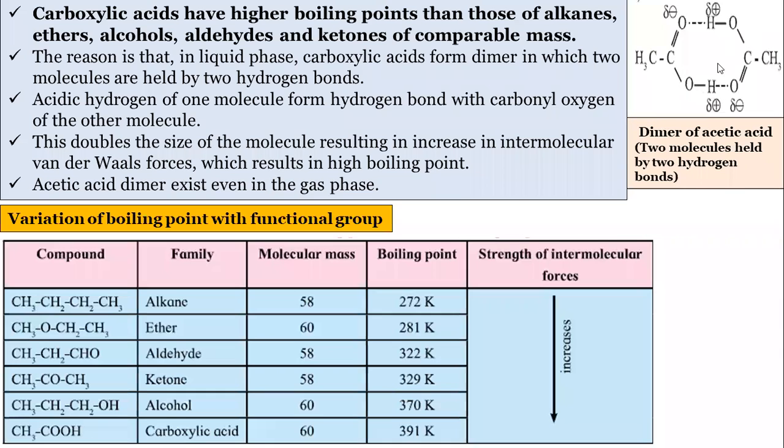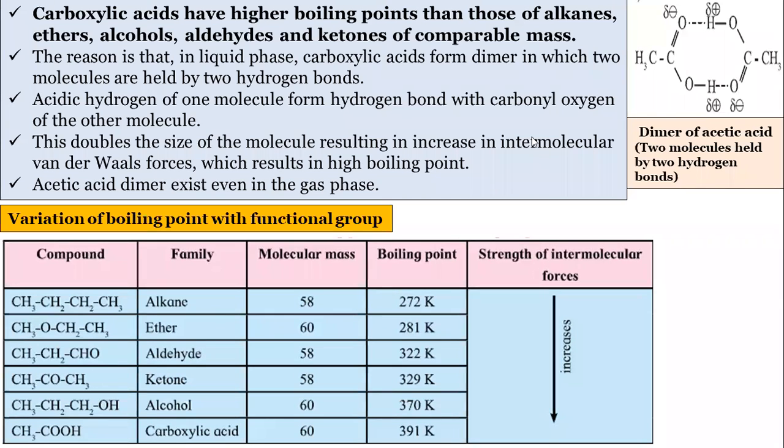If the dimer is formed, the size of the molecule becomes double, and because of this doubling of size there is an increase in intermolecular van der Waals forces, and therefore a higher boiling point. Higher temperature is required to break this dimer. So that's the reason for the higher boiling points of carboxylic acids. Dimers are formed, and such dimers are not found in alkanes, ethers, alcohols, aldehydes and ketones.